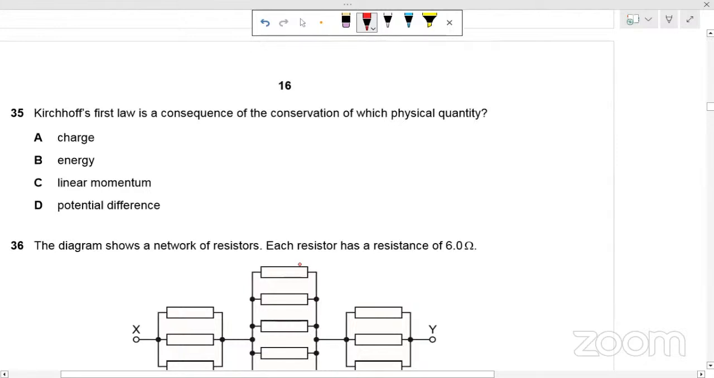Kirchhoff's first law is a consequence of conservation of which quantity? You should tell me. Okay, it is first law, so it is conservation of charge.